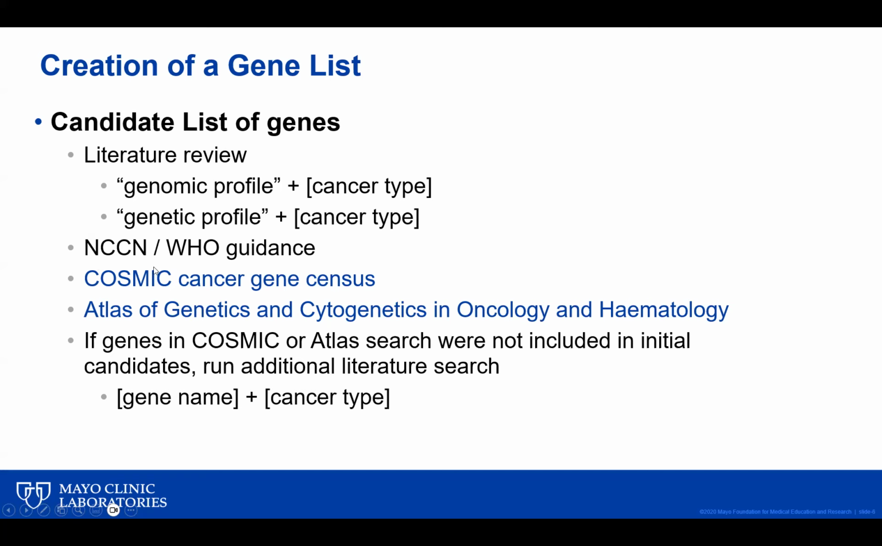We'll also look at NCCN and WHO guidance. And then we used both the COSMIC Cancer Gene Census and the Atlas of Genetics and Cytogenetics in Oncology and Haematology more as a QC to make sure that we caught all of the genes that were attributed to our cancer type in those resources. If we found additional genes, then we would run additional literature searches, specifically looking at those genes.